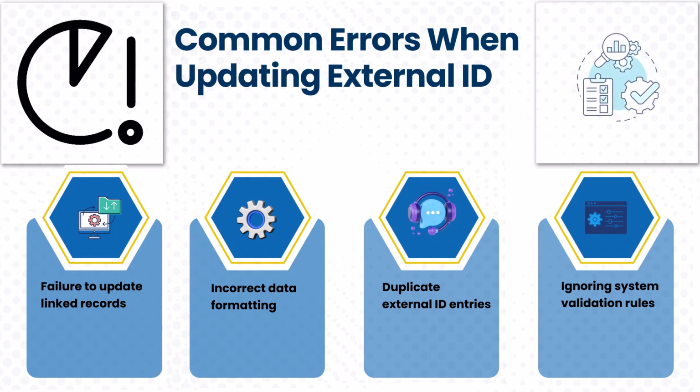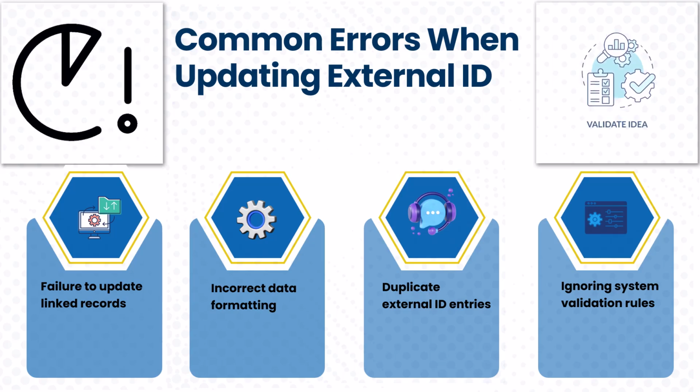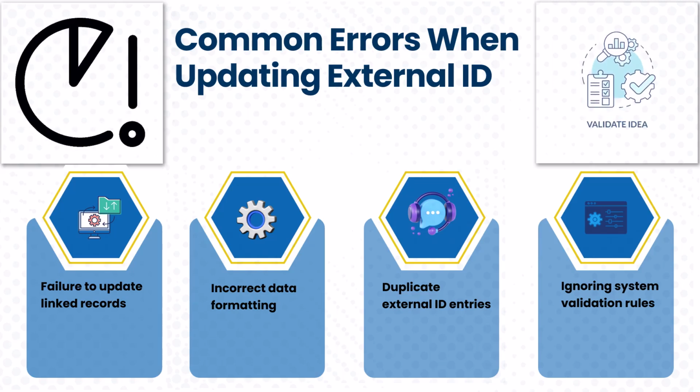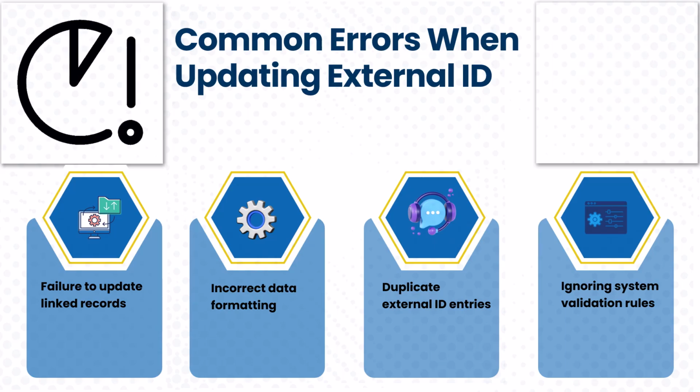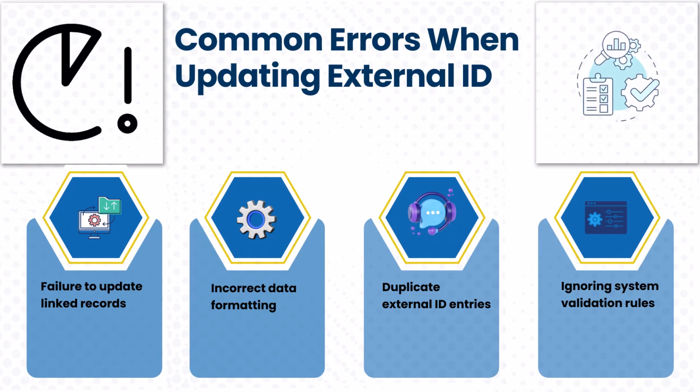Updating external IDs sounds simple, but trust me, there are plenty of pitfalls. Formatting mistakes. That's like trying to fit a square peg in a round hole. Duplicate entries. Say hello to a digital identity crisis. Forgetting to update linked records. Hope you love manual corrections. And ignoring validation rules. Well, the system won't ignore them for you. Let's break down how to sidestep these common errors.